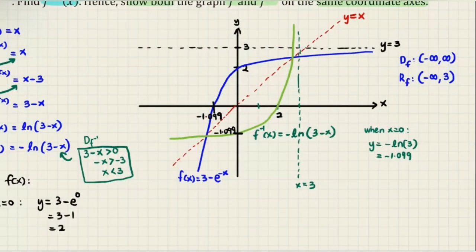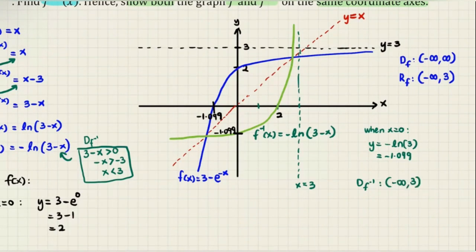Boleh. Next, untuk f inverse. Okay. Untuk f inverse kita akan tengok yang warna hijau. So untuk yang warna hijau ini, kamu nampak domain kita di sepanjang x-axis. So kalau tengok kita punya graph, dia stop dekat line x sama dengan 3. So sebenarnya domain untuk f inverse adalah negative infinity until 3.